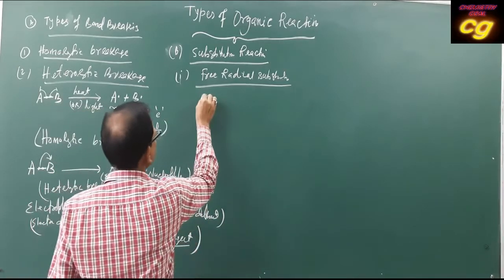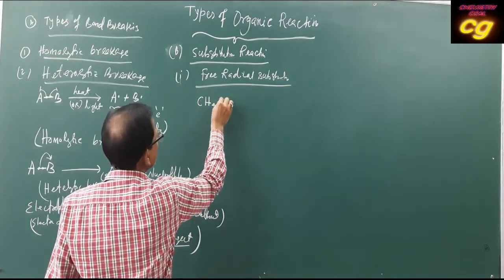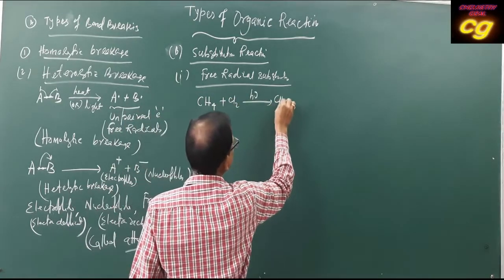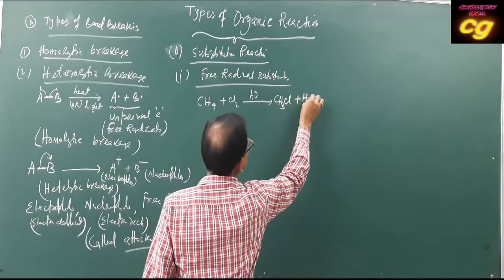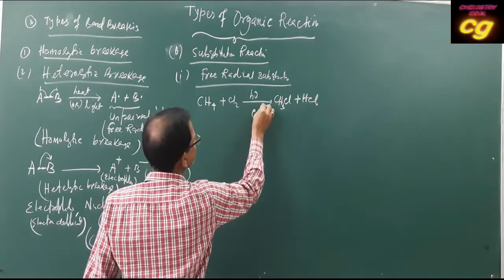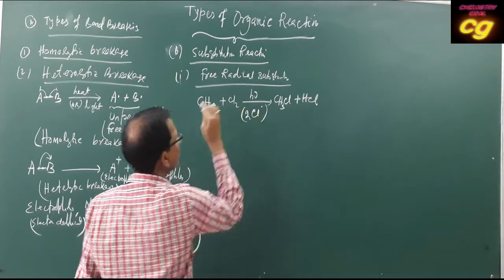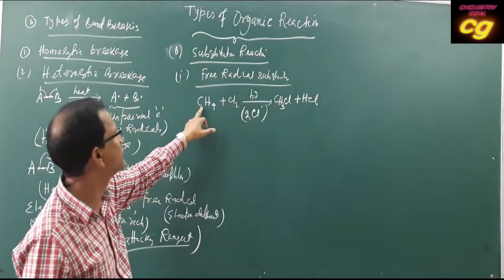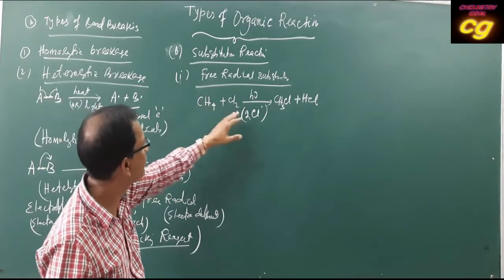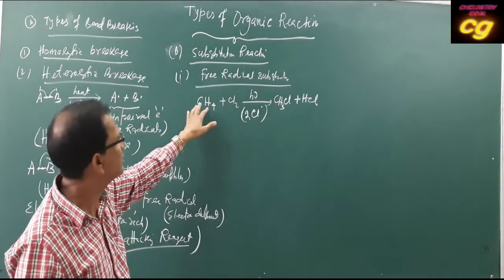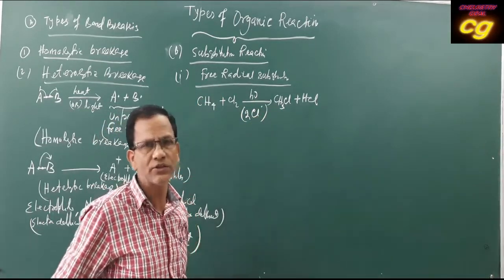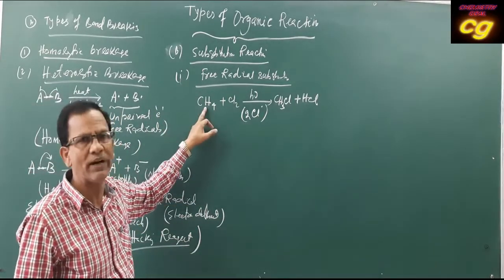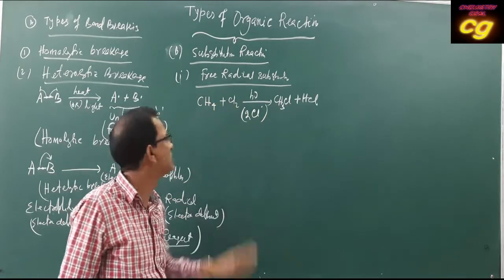A free radical is substituted. For example, methane in the presence of chlorine and light produces CH3Cl and HCl. Here the free radical is Cl dot. Two Cl dots are formed first. This Cl dot, produced from Cl2 with the help of light, gets substituted in CH4. So one H is removed and one Cl dot is placed. That's why it is called free radical substitution, because the free radical is substituted in place of hydrogen.